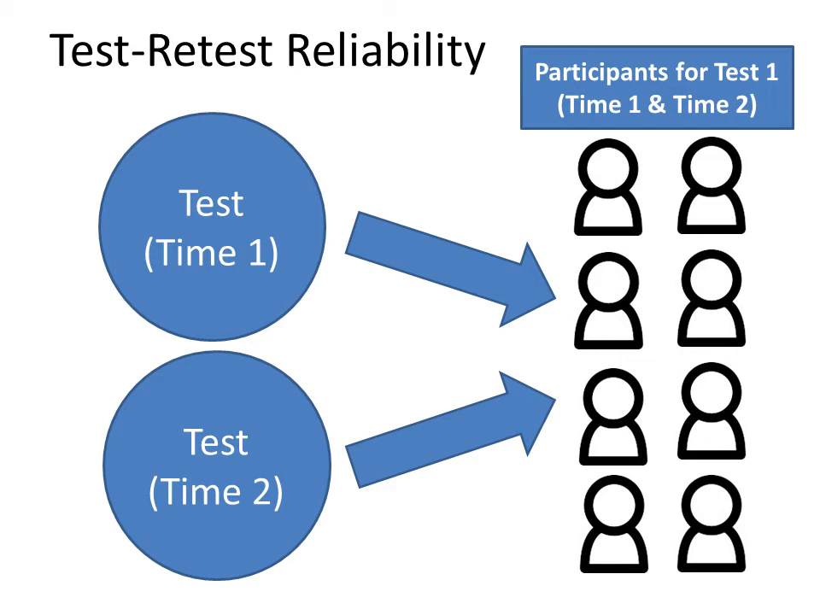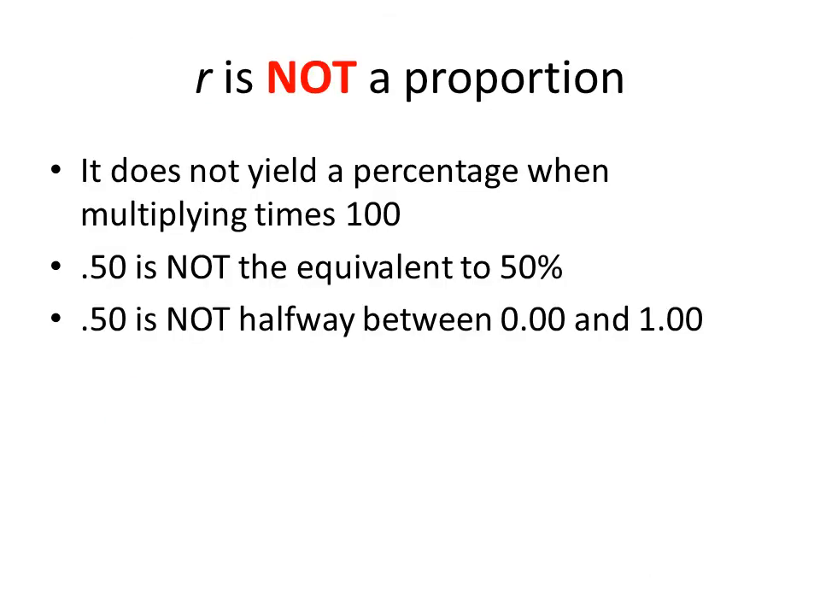Now, on test-retest reliability, one way to examine test reliability is to administer the same test twice to a group of participants without trying to change the participants between administrations of the test. This will result in two scores.